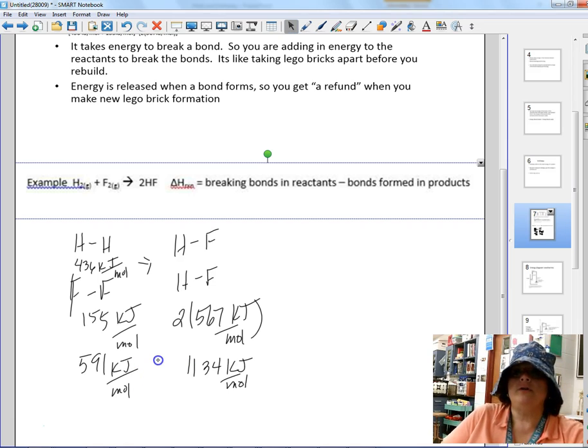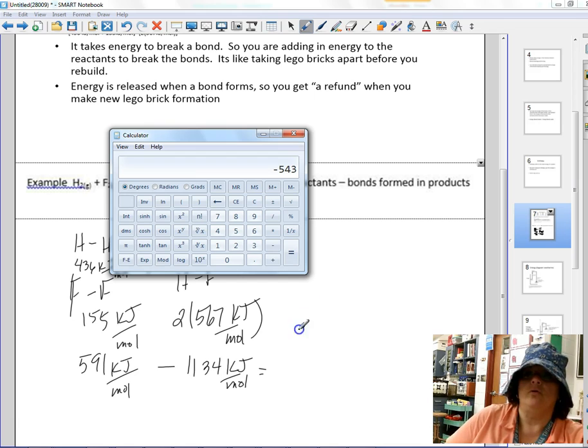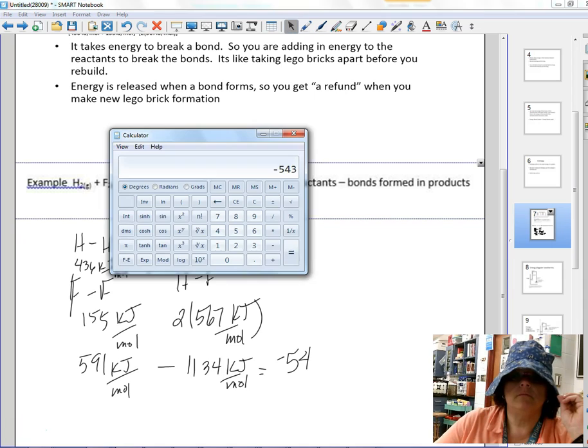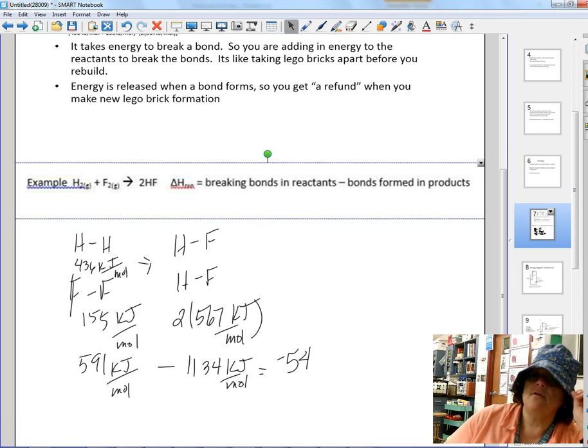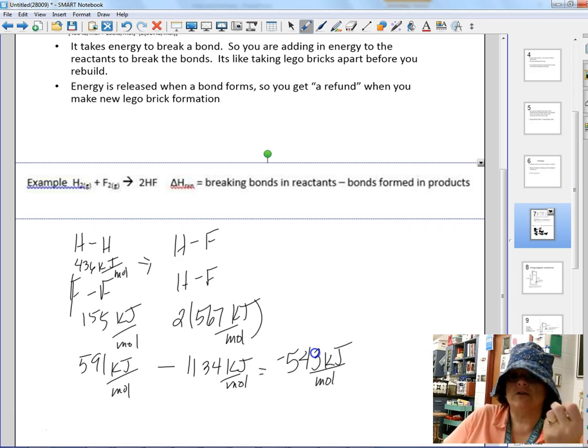Now, the way we do this, the bonds broken in the reactants minus the bonds that were formed from the products: 591 minus 1134 gives us a total of negative 543 kilojoules per mole. So for every one of these reactions, you're going to get that much released. Okay? Let's try some more.